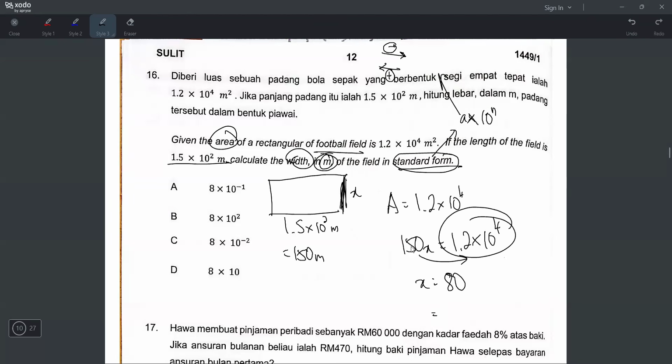Because just now you take meter square divide meter. Yeah, this is in meter square, this is in meter. So automatic dia keluar in meters. Okay, 80 nak tukar jadi standard form macam mana? Alright, standard form I already said it has to be like that. Right? A times 10 power n.